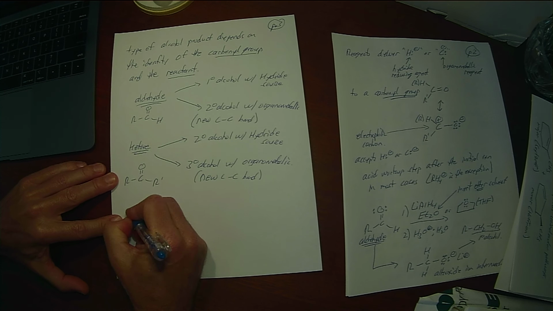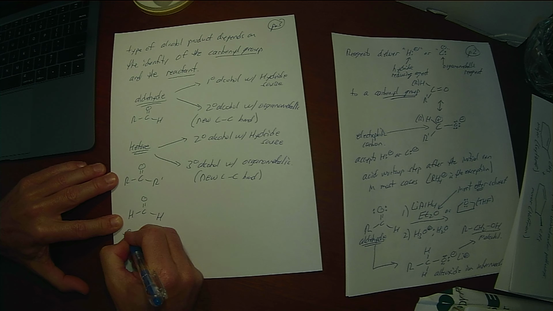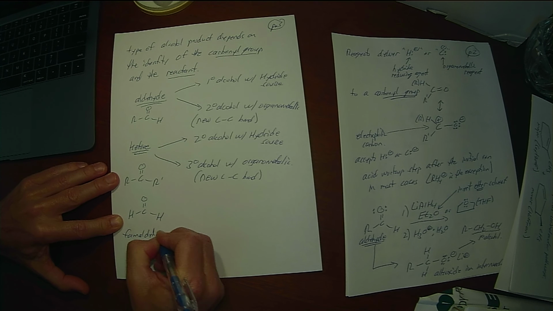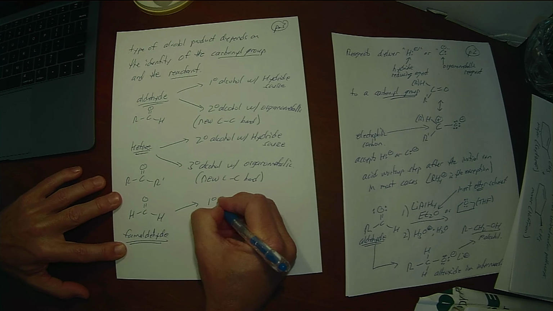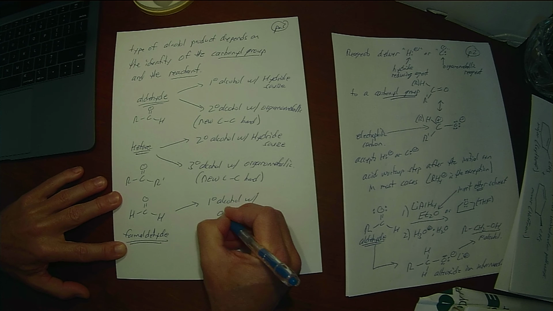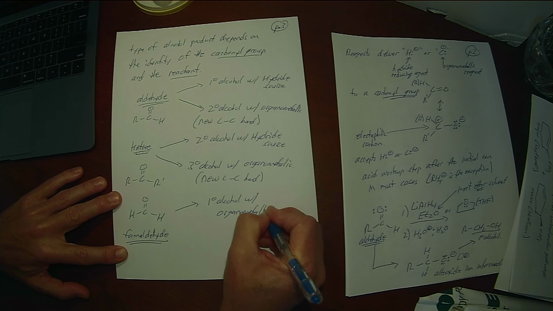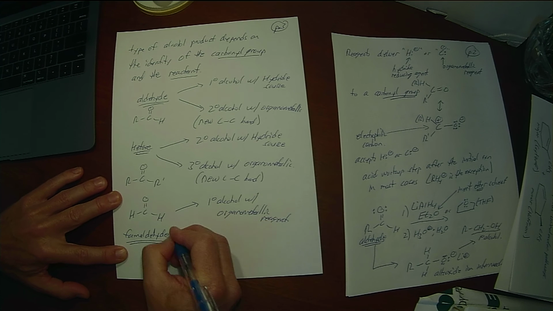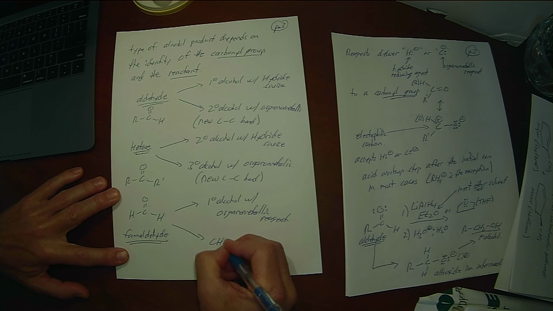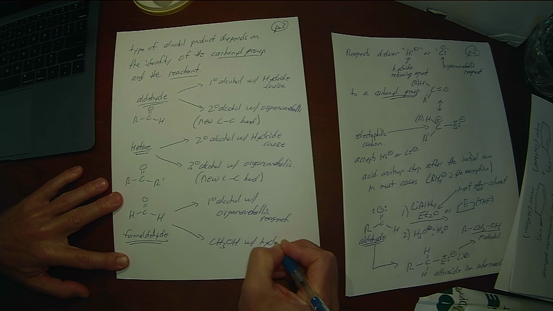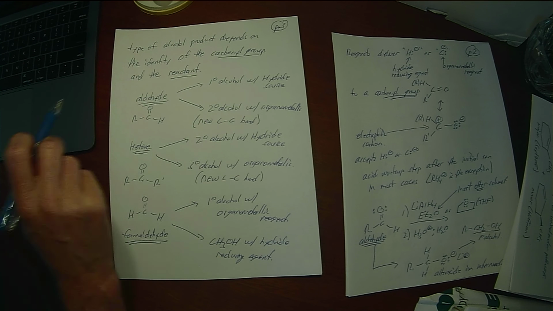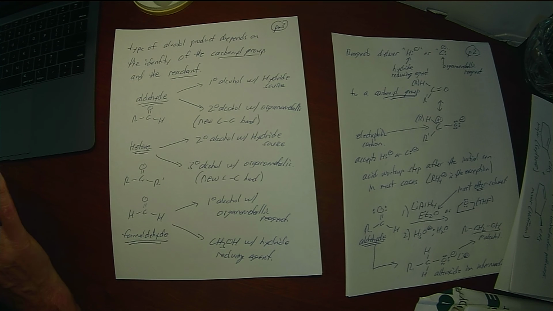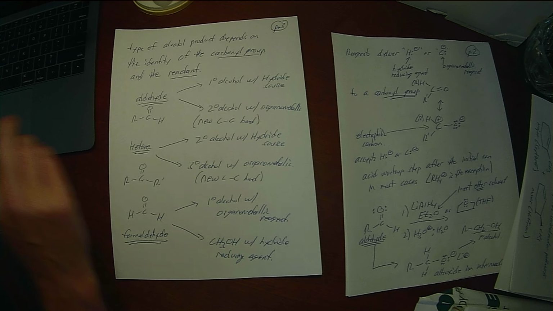And if you start with formaldehyde, which already has 2 hydrogens attached to the carbonyl, then you'll make a primary alcohol with an organometallic reagent. And obviously, if you used a hydride reducing agent, you'd make methanol. So that's not a very interesting reaction. So there's a large number of possible combinations of reducing agent and carbonyl compound that will generate different types of alcohol. But it doesn't really matter.